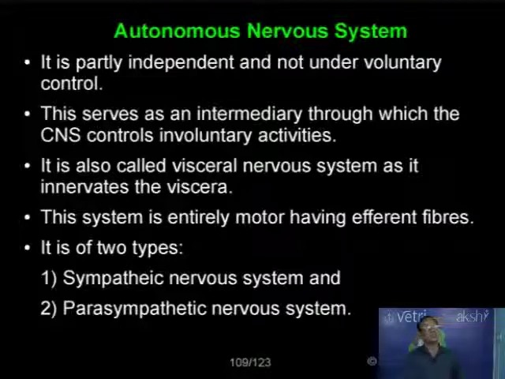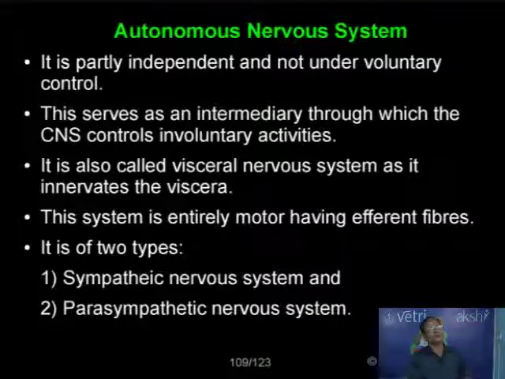So the central nervous system controls some of the involuntary activities through this intermediary structure, the autonomic nervous system. This autonomic nervous system is also called the visceral nervous system because it innervates most of the visceral organs in the body.